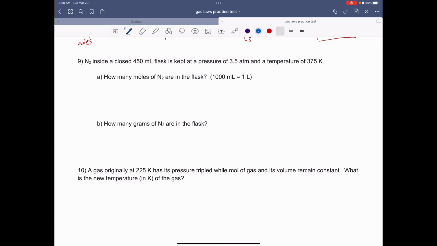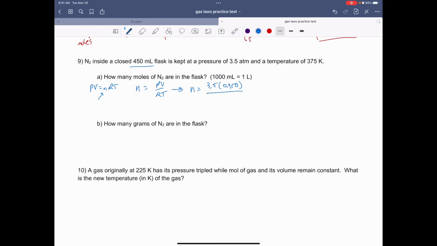Let's get started. PV equals nRT. So we're trying to figure out the number of moles, so let's just solve for N. N is going to equal PV all over RT. And now I think we're just ready to calculate. So N is equal to 3.5, 0.450. That's 450 milliliters into liters, right? Just divide by 1,000.